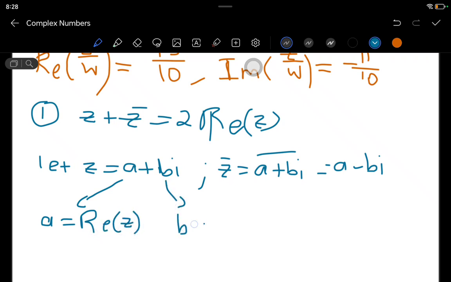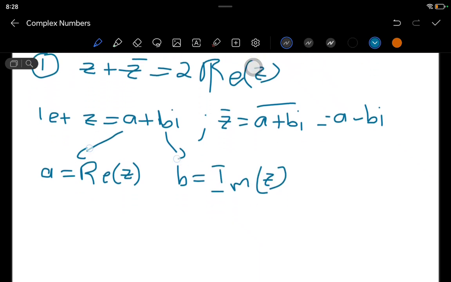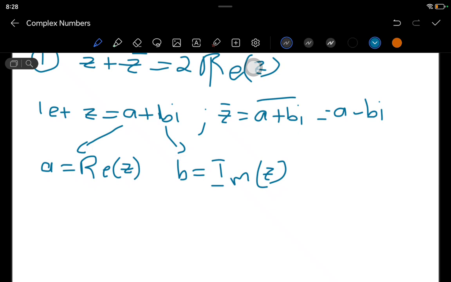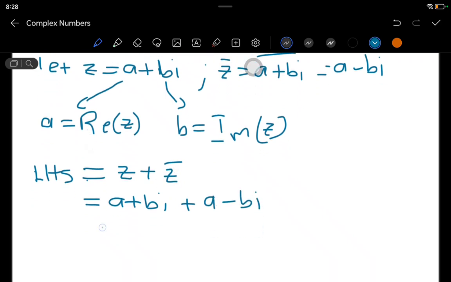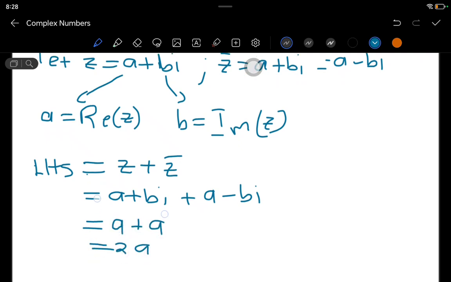Since we know this, what we can do now is take the left hand side. If we try to prove Z plus Z conjugate, we have A plus BI plus A minus BI. We know that the BI's will take care of each other. We'll be left with A plus A, and this is 2A. And what is A? A is equal to the real of Z. You see, right? Then we have proven that property.